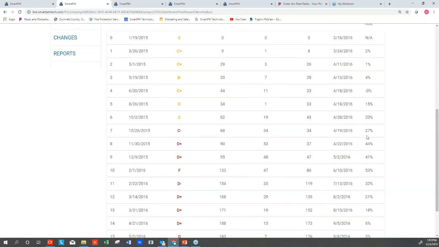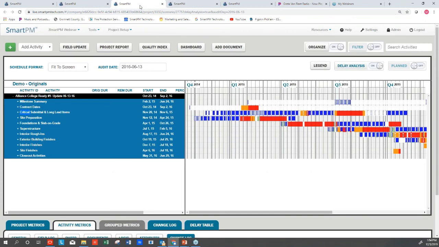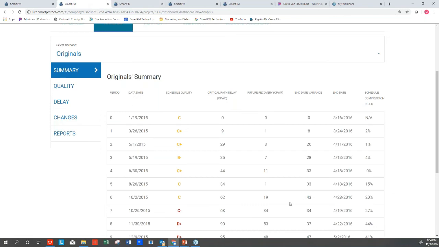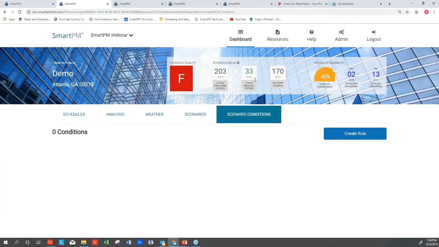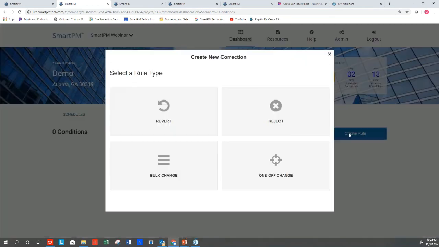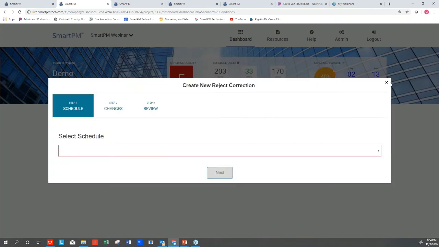I've also noticed that there was a critical path delay that was immediately removed via a change. So I might want to create a scenario that eliminates some of the schedules, and it also shortens that one duration on that critical activity. So what I'm going to do now is go into create some rules here. I'm going to go make some changes. I'm going to go reject some logical changes, or actually, no, I'm going to revert it.